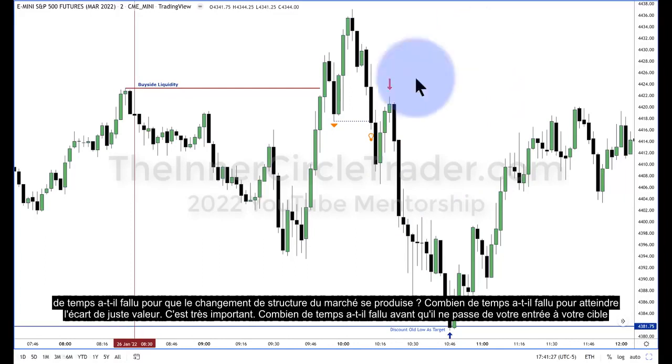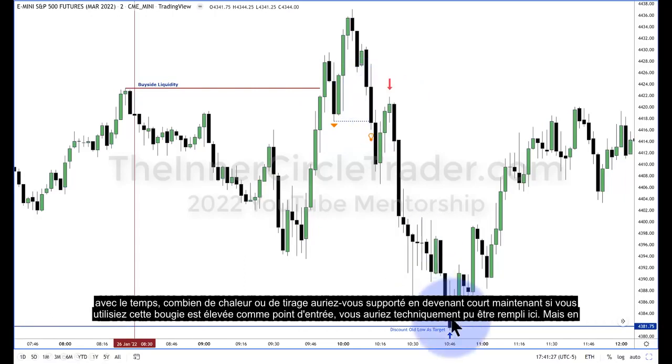Okay, how long did it take from the market structure shift occurring? How much time did it take to get up into the fair value gap? That's real important. How long did it take before it went from your entry down to your target in time? How much heat or drawdown would you have weathered getting short?